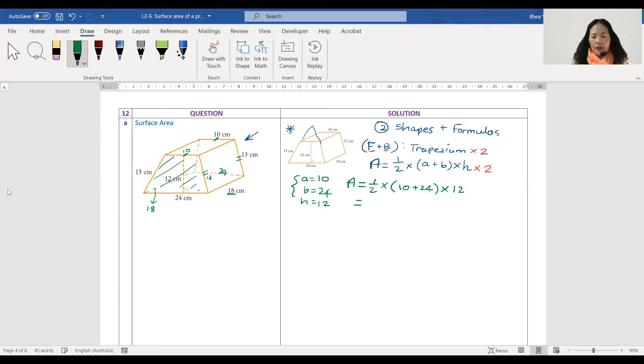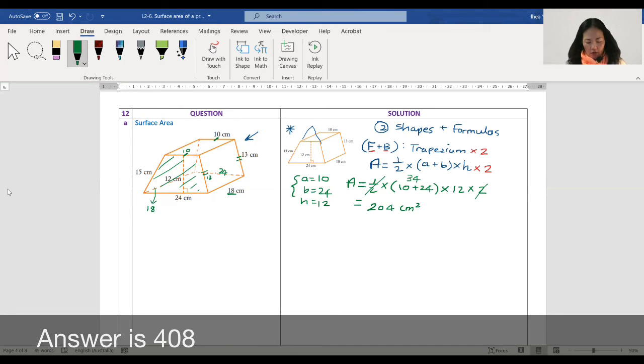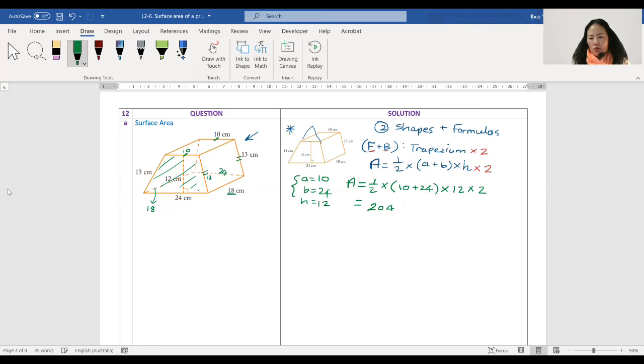Now, don't forget the doubling, because we want the front and the back. So when you double it, you will get 408 centimeters squared. So I've got 408 for the front and the back trapeziums. Now my right-hand side rectangle.